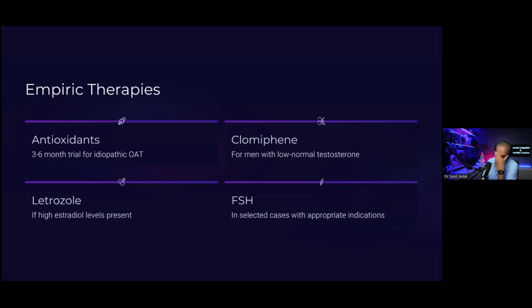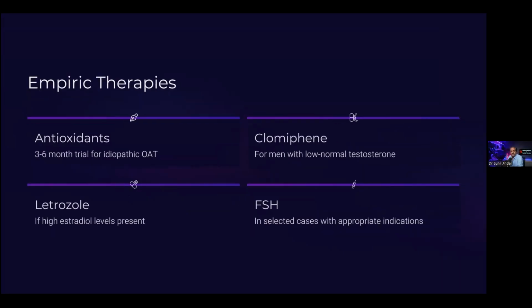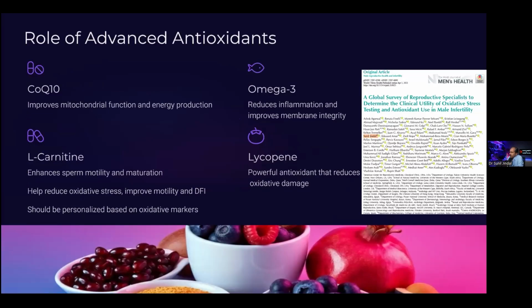What therapies are available? So you have antioxidants, a 3 to 6 months trial for idiopathic OAT, clomiphene if there is low or normal testosterone, letrozole if there is high estradiol, and FSH in very, very selected and fewer cases. Very selected cases.